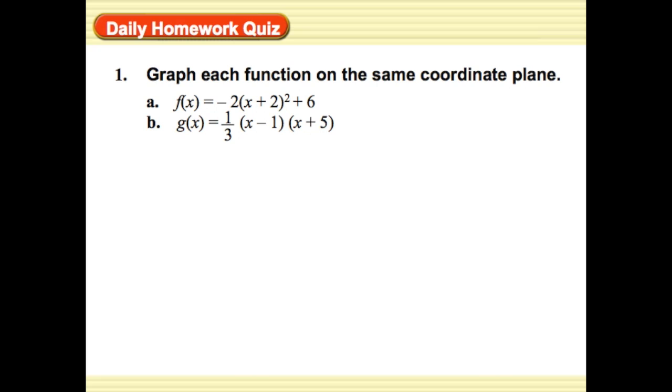Your daily homework quiz is to graph each function on the same coordinate plane, A and B.